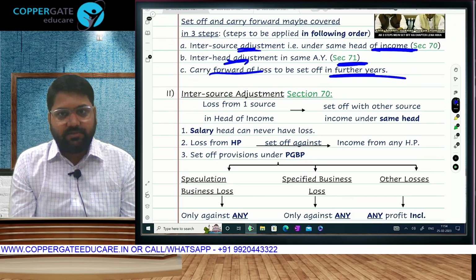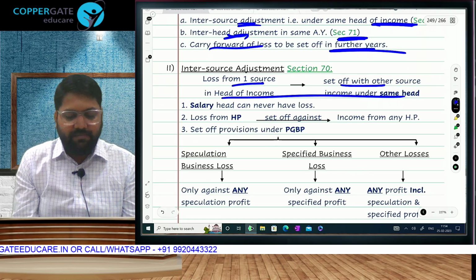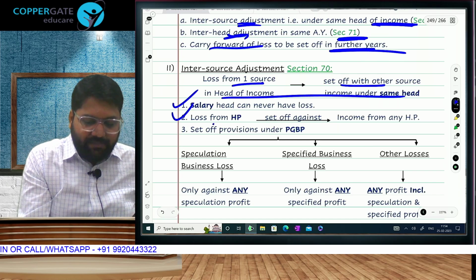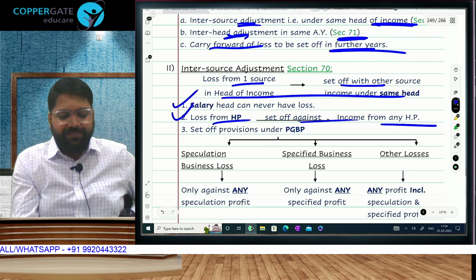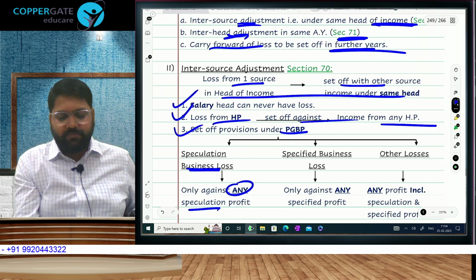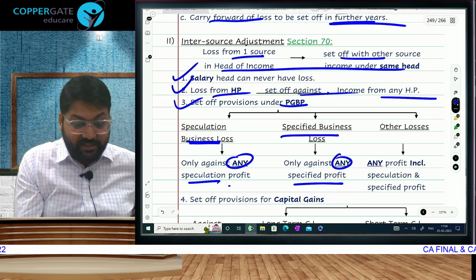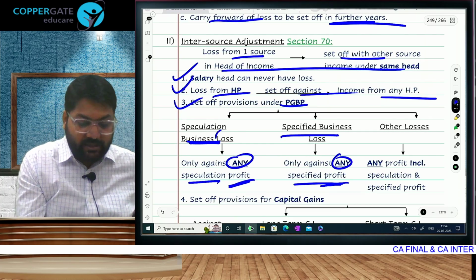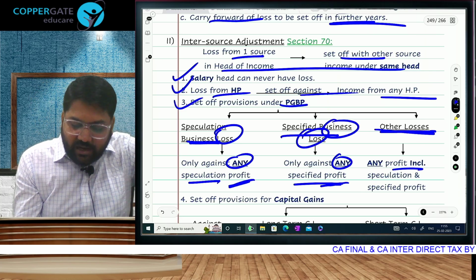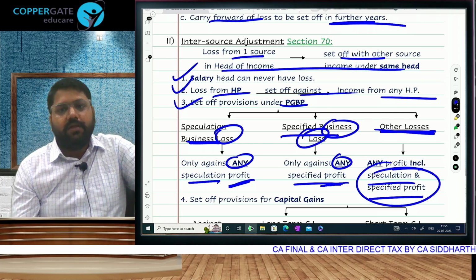Inter-source adjustment. First step, loss from one source with another source under the same head of income, one by one. Salary mein to there cannot be loss. House property mein loss, we can set off against any house property. PGBP ka loss, if it is speculation loss, only against speculation profit. Specified loss, only against specified profit. But there is no restriction on the profits. The restriction is only on the speculation specified loss. Other business losses can be adjusted against anything.